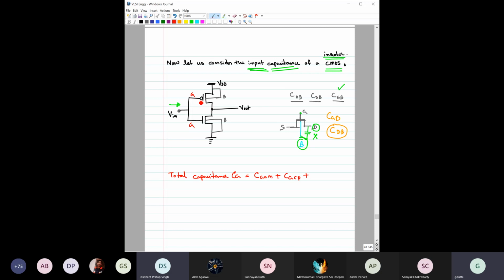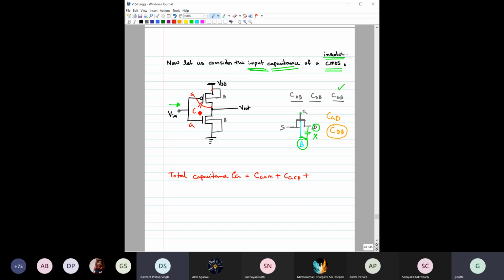What about the overlap capacitance between this gate and drain, and gate and source? Yes, Shubhayan, should it be there or not? Yes, so basically it should be CGB plus CGS plus CGD. Now we can replace CGS as CGCS plus CGSO. So basically, we have to consider this overlap capacitance, right? If this NMOS and PMOS widths are different, then the overlap capacitances are also going to be different, right?